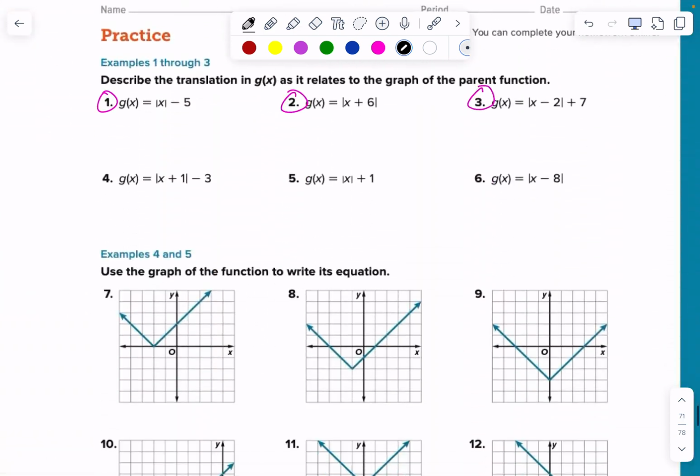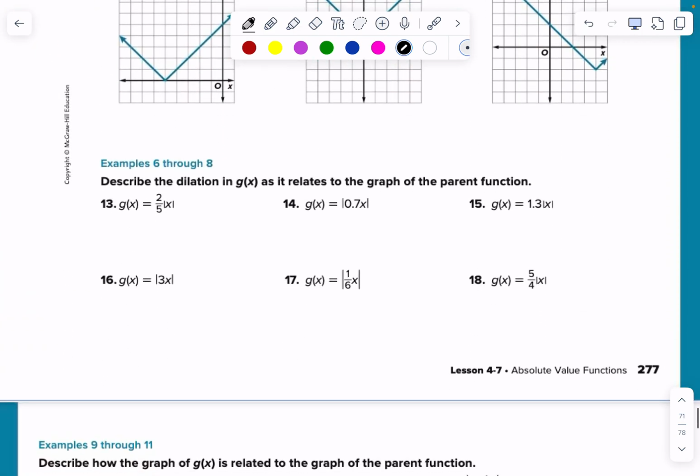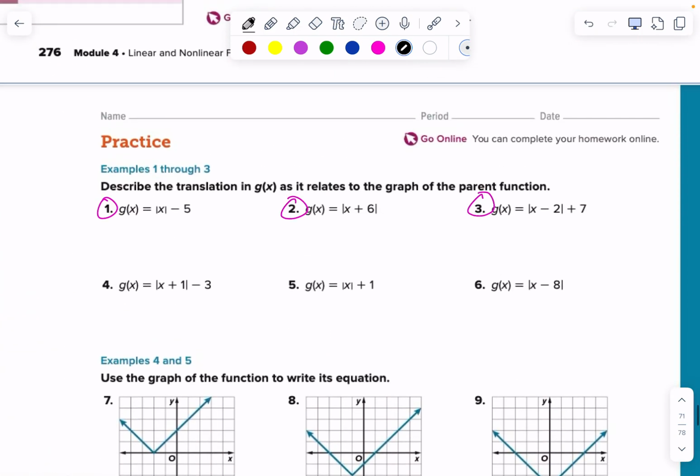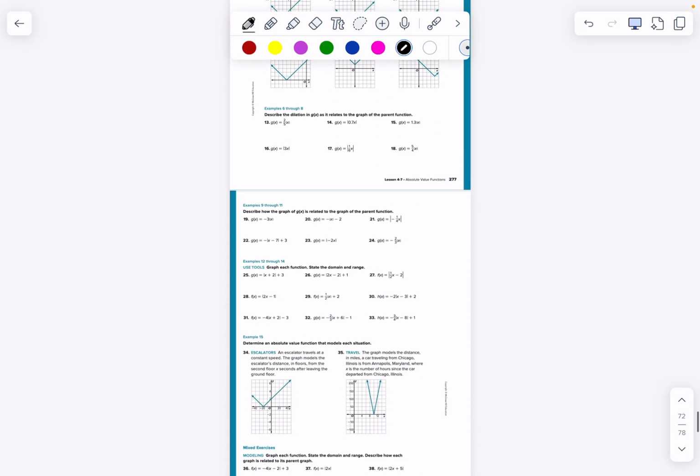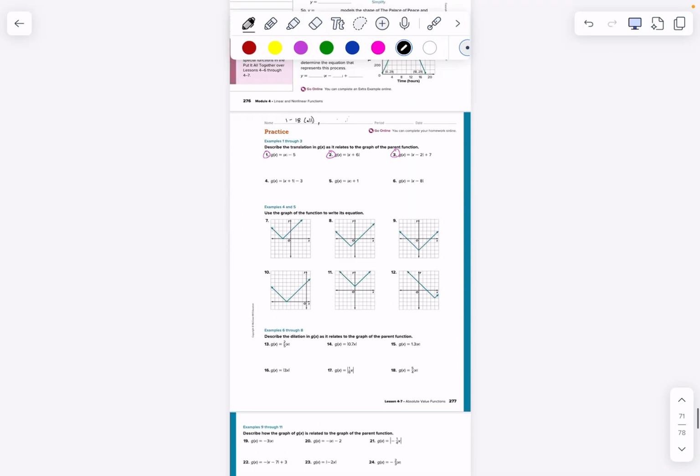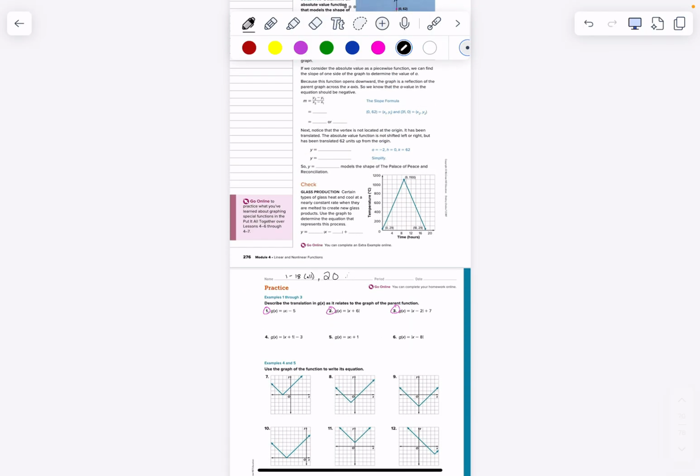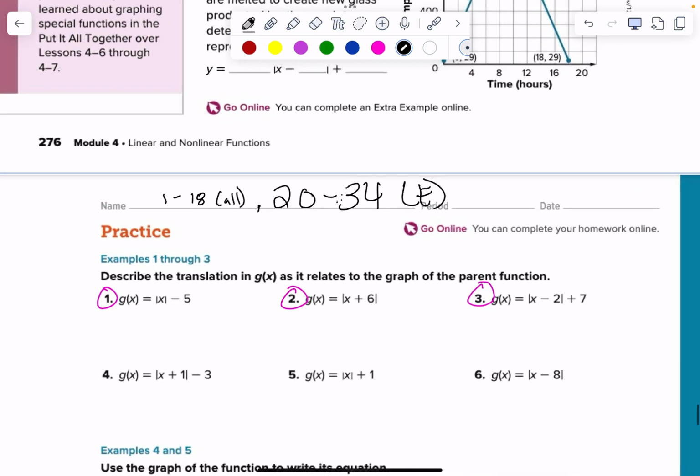Okay, here we go. I think you can do it. 1 through 18, let's do all. You already did 1 through 3. And it's really fast. And then on the back page is evens, so it's 20 through 34 evens. 1 through 18, all. 20 through 34 evens.